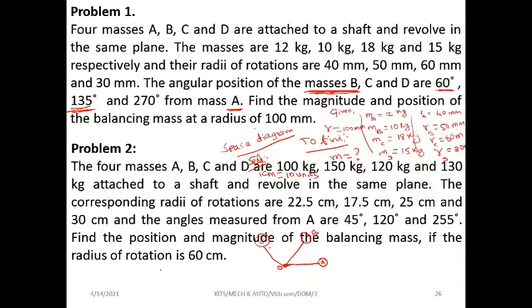Mass C. Okay. Last one. Mass D. Mass D is 15 kg and what is the length of the line? 30 mm. That is a 3 centimeter line. And what is the angle? It is making 270 degrees with A. So here to here is 180 degrees. After 180, how much angle will come? I think 270 means it will come here.